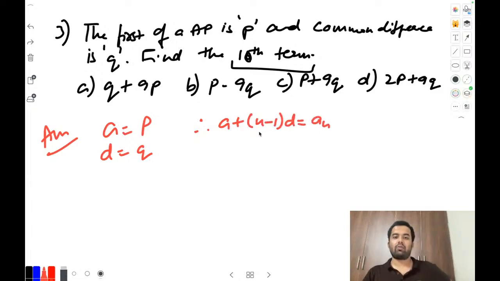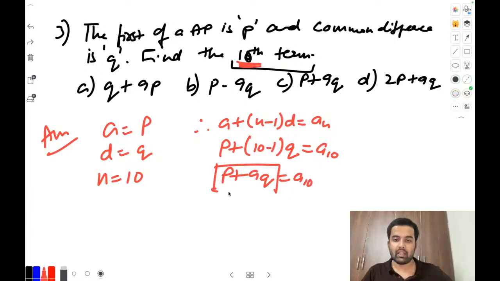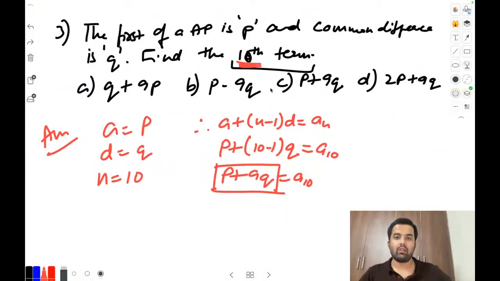Is it okay? Question asking about find the 10th term. So n value becomes what? n becomes here 10. Okay, so keep the values now. P plus 10 minus 1, d is what? Q here, and a10. Okay, and final answer will come what? 9Q, is equal to a10. Okay, so P plus 9Q. Anybody have answer of C? Let me check. Yeah, most of the answers are correct. Okay, C option, P plus 9Q, a10, which means at the 10th place of this AP, this will come. P plus 9Q.